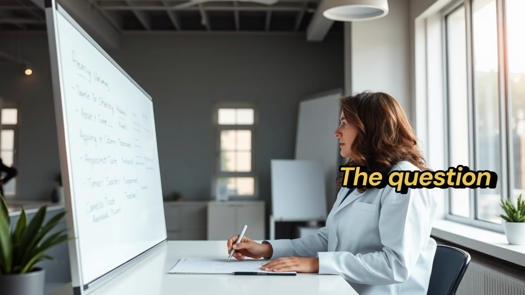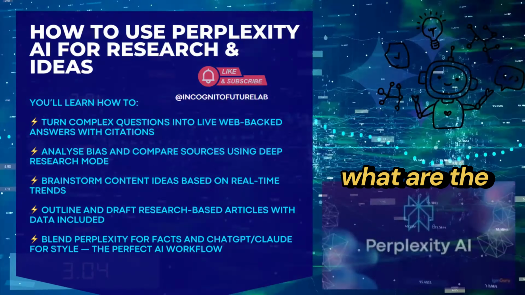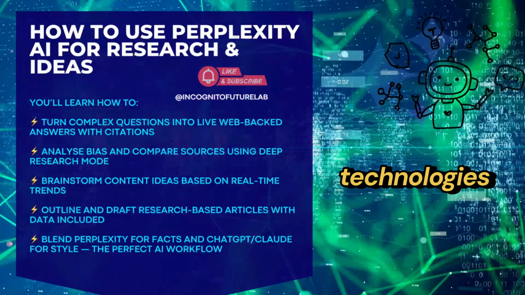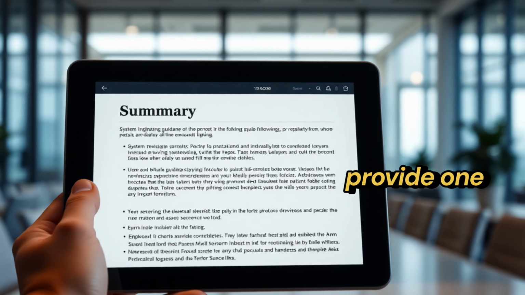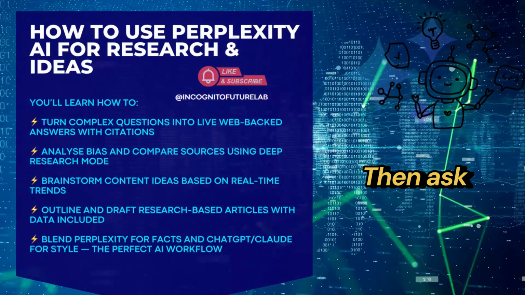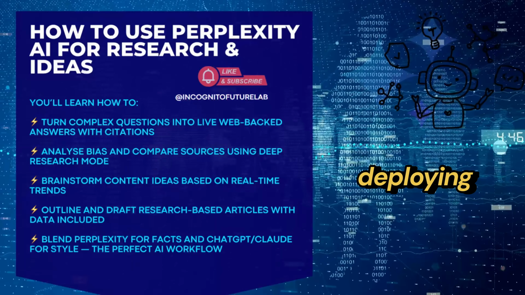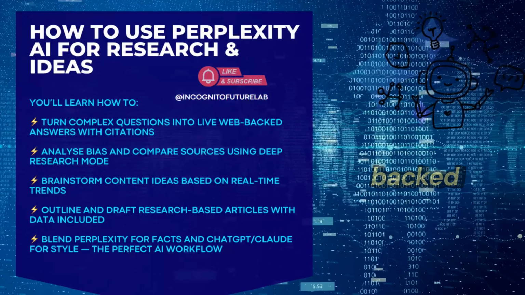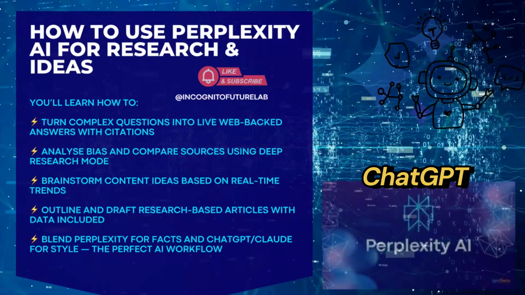Prompt 1. The question foundation. Start by being specific. For example, what are the top 5 emerging wildfire suppression technologies in 2025? Summarize each and provide one source link. Then ask follow-ups. How are these funded? Which countries are deploying them? That makes Perplexity deliver structured, source-backed insight much faster than adding "let's create an essay" in ChatGPT.